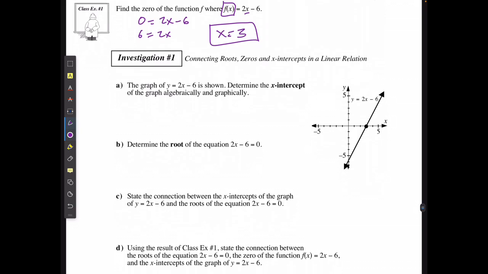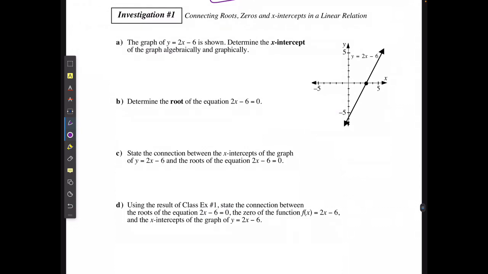If we're looking at connecting the idea of the roots, the zeros, and the x-intercepts, the roots and the x-intercepts we've already talked about, I have the graph of the function y is equal to 2x minus 6. Determine the x-intercept of the graph both algebraically and graphically. Well, if I'm doing it graphically, I'm going to look at where it crosses here, and the x value when it crosses is at 3. So this is at the point of (3, 0), or the x-intercept.